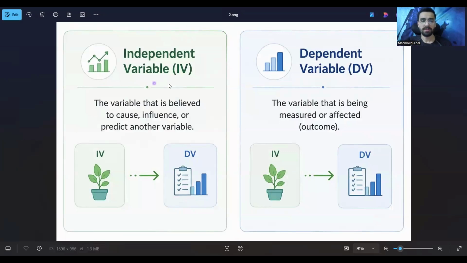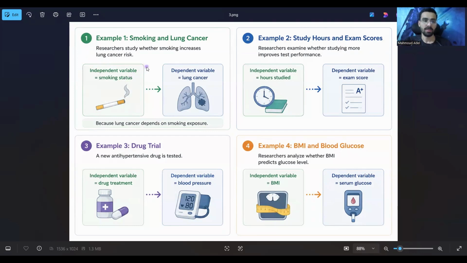So to know your independent variable: the independent variable is the variable that is believed to cause, influence, or predict another variable. In other words, it is a risk or exposure that leads to change in the dependent variable. The dependent variable is the outcome of the exposure or the risk of the independent variable. So the dependent variable is a result, and the independent variable is the cause or influence that made that result. Okay?